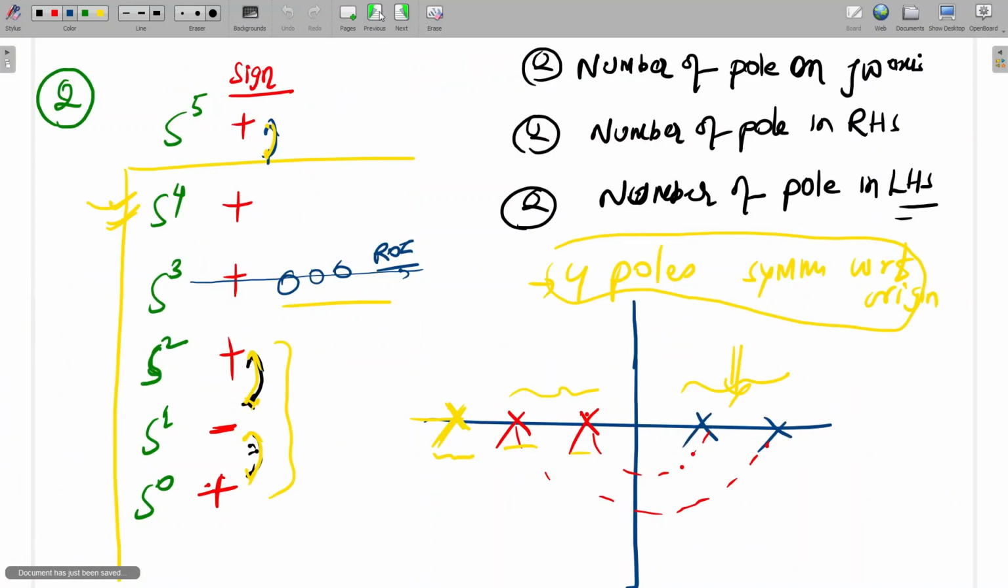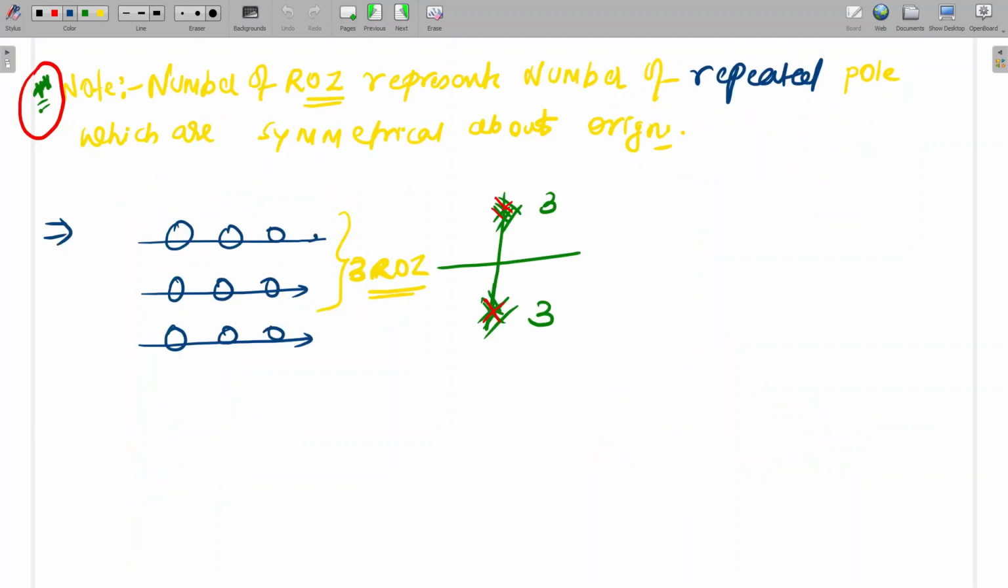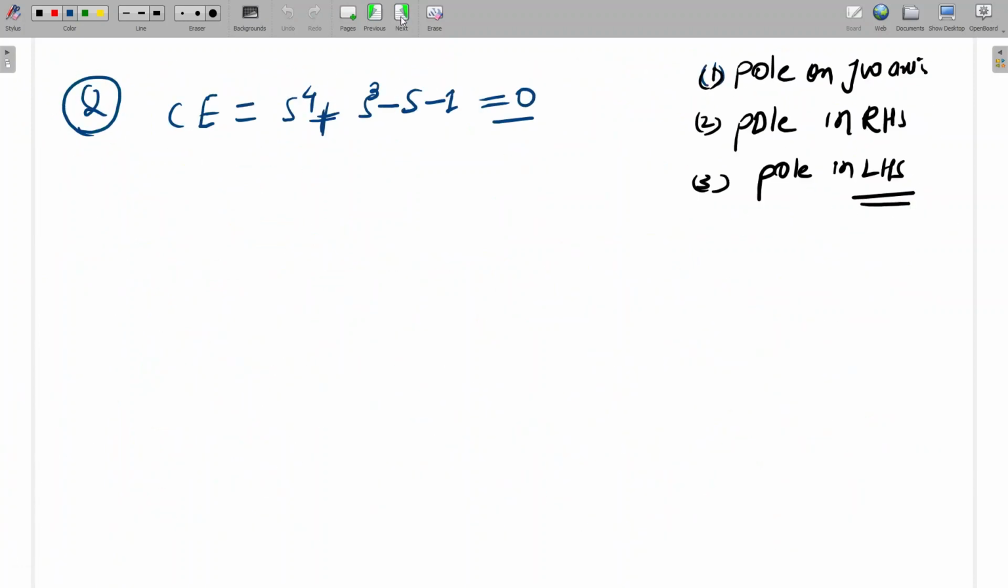This you should remember. If an objective question is framed like that, how many repetitive poles will be there on the j omega axis, that will be equal to the number of rows of 0. Okay. So now I am moving to the next question. This is a very good question. You should also try with me.